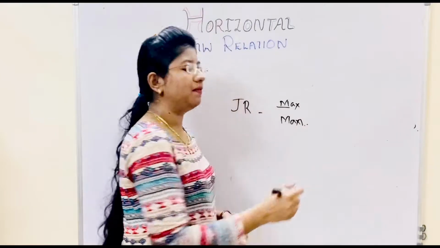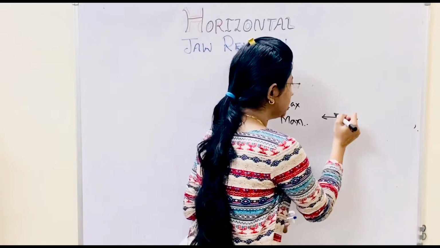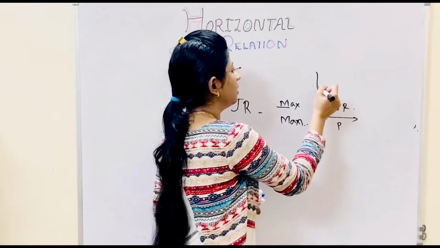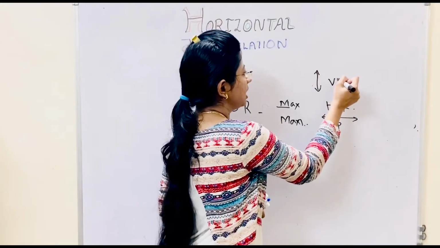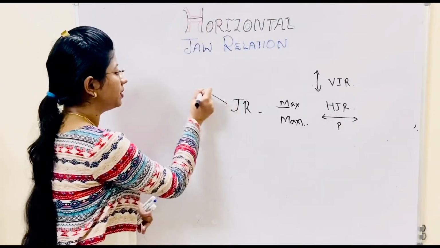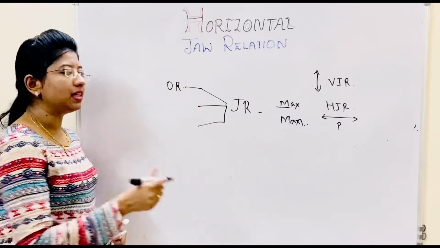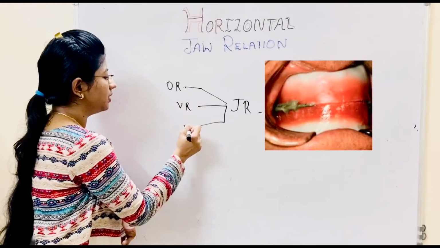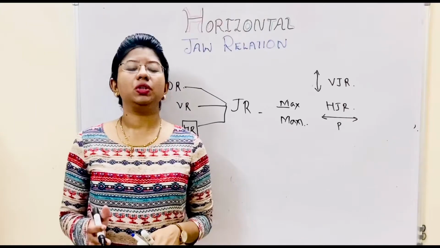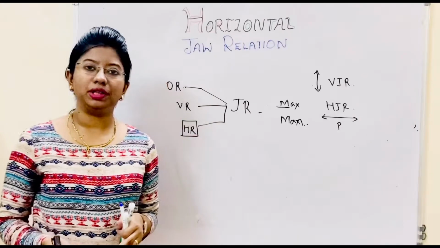This same relation, when it is in the horizontal plane, that is this plane, then it is called horizontal jaw relation. And when the same relation is in the vertical plane, that is this plane, then it is called vertical jaw relation. So basically, jaw relation is of three types. The first is the orientation relation, the second is the vertical relation, and the third, which we are going to study, is the horizontal jaw relation. First you need to orient the jaw, then record vertical, and then you go for the horizontal jaw relation.